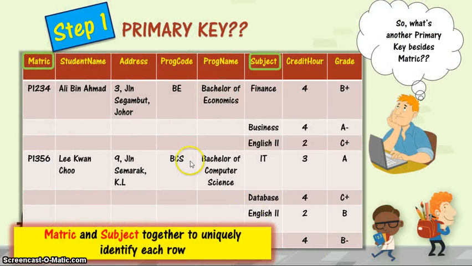So what's another primary key besides matrix? We cannot say student name or address, as these contain redundancy. Maybe subject, credit hour, and grade? Credit hour and grade do not make sense. Once we talk about grades, students should know their matrix and their subject to identify the grade. So we can say the combination of matrix and subject together uniquely identifies each row.